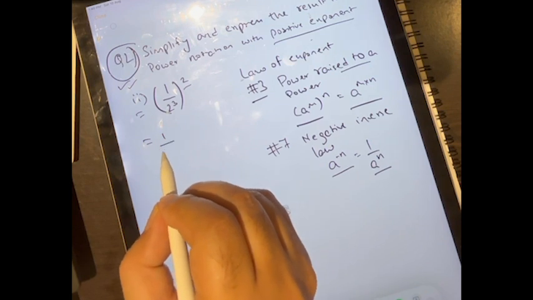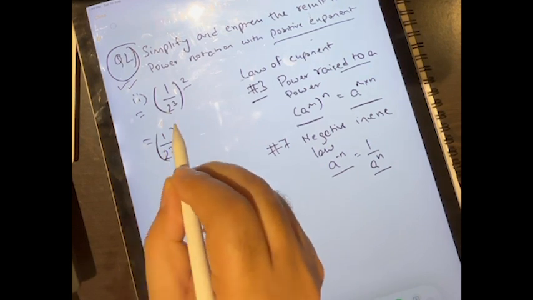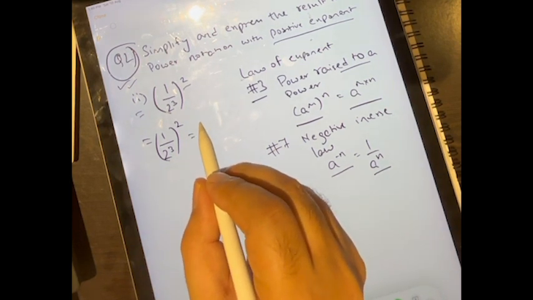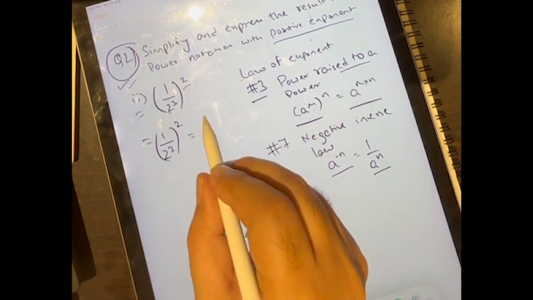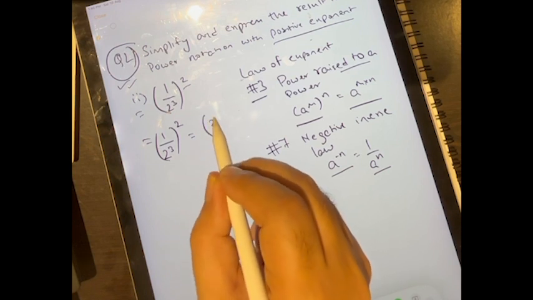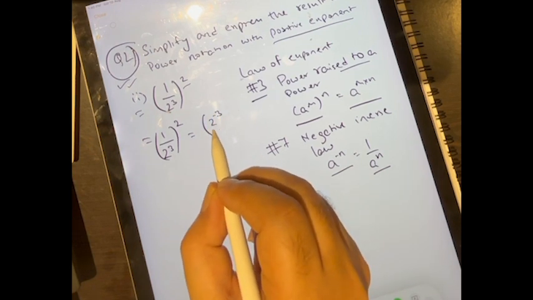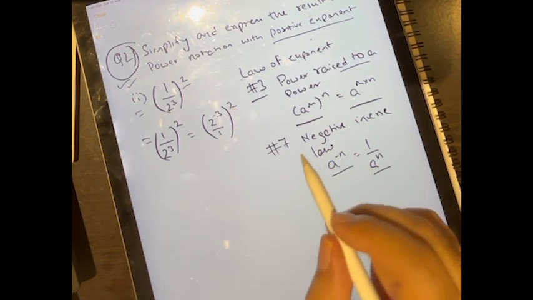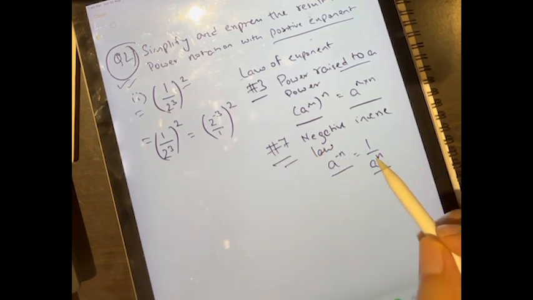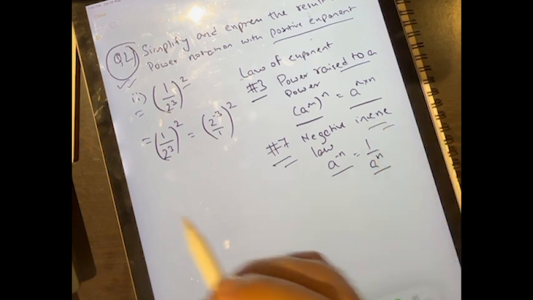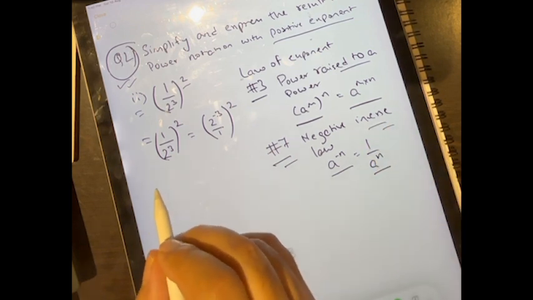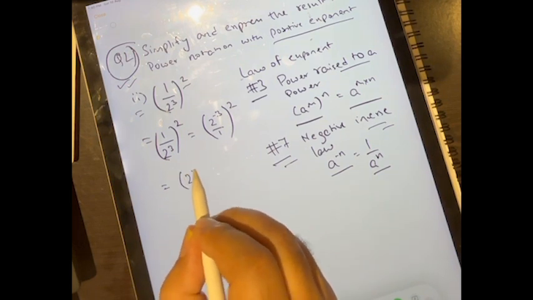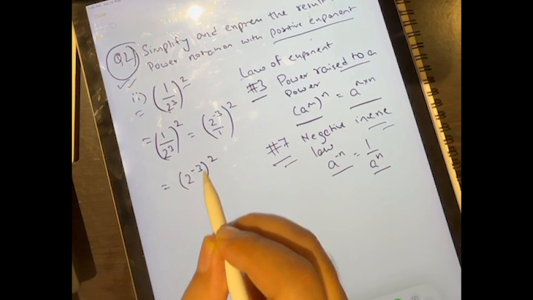So in this case, let's just quickly see what we have. We already have 1 by 2 raised to the power of 3 overall raised to the power of 2. We will inverse this, and we will say 2 raised to the power of minus 3 by 1 raised to the power of 2. And here I am using law number 7, which is negative inverse law, and I'll explain you why I have done this. Now you are left with 2 minus 3 raised to the power of 2.